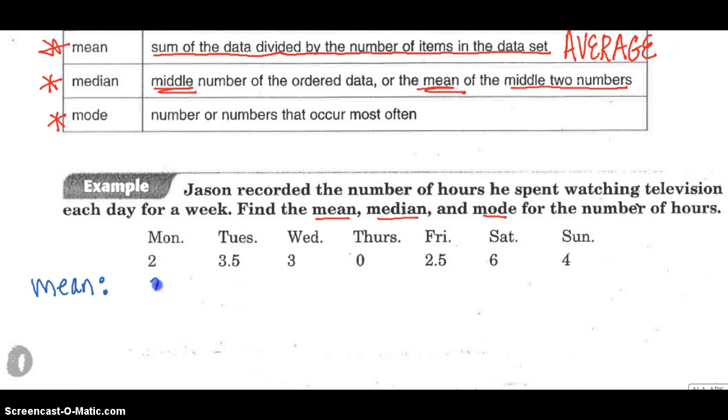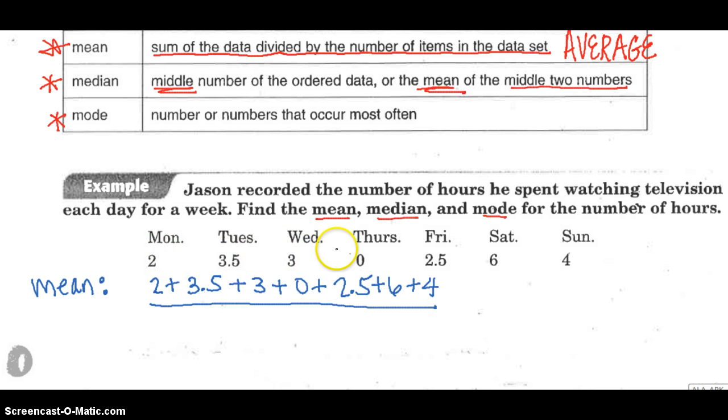So we're going to add up 2 plus 3.5 plus 3, and then of course plus 0 doesn't do anything, but we have to count it because that was one of the days, plus 2.5 plus 6 plus 4. We're going to add all of those up and we're going to divide by 1, 2, 3, 4, 5, 6, 7 because it was for one whole week. When you add those up and you divide by 7, you find that the mean or the average is 3, which means on average he spent 3 hours a day watching television.